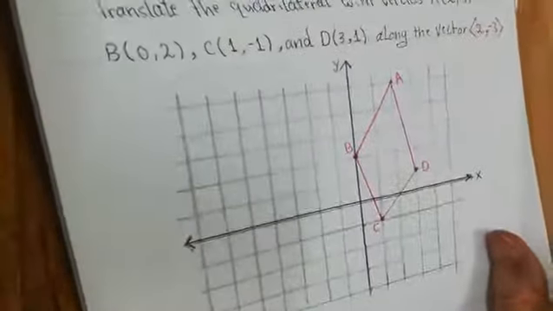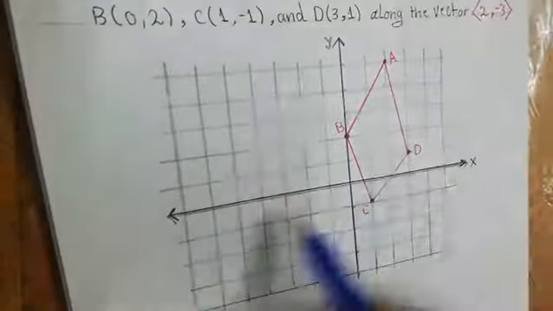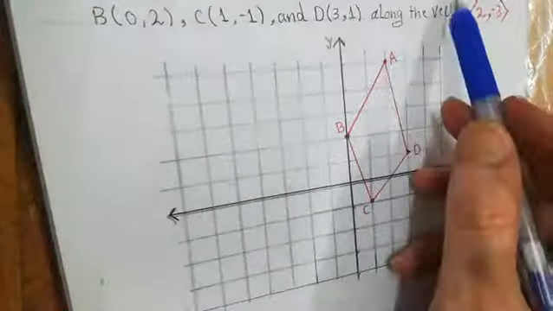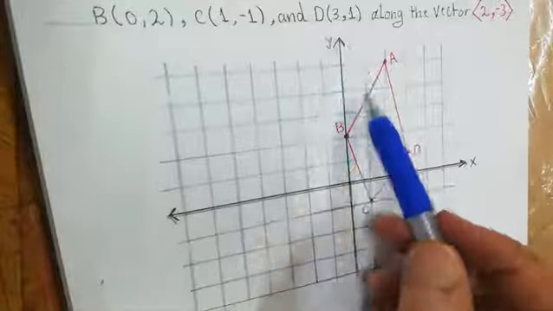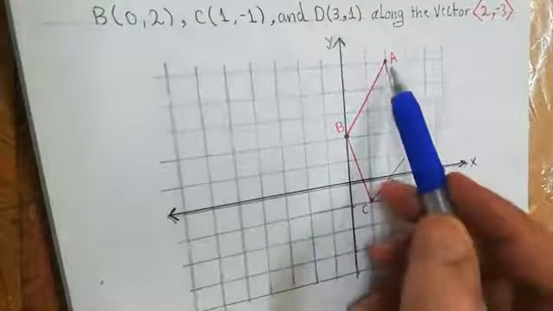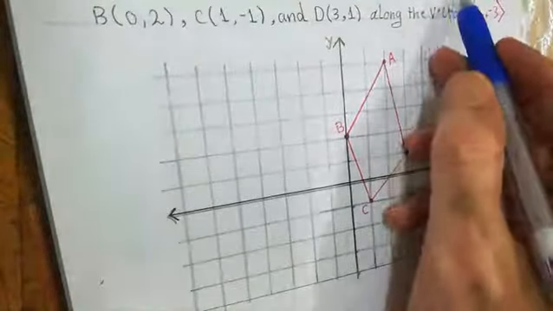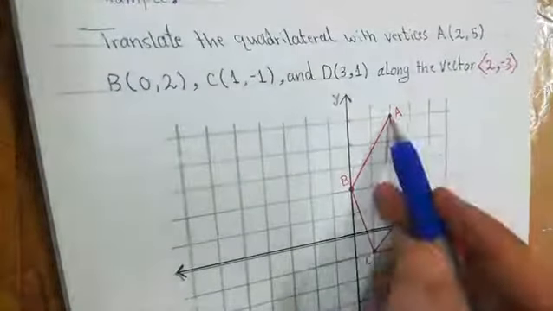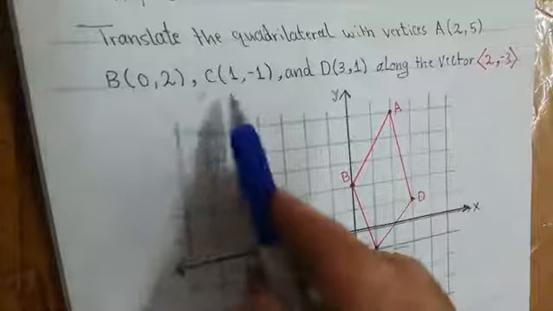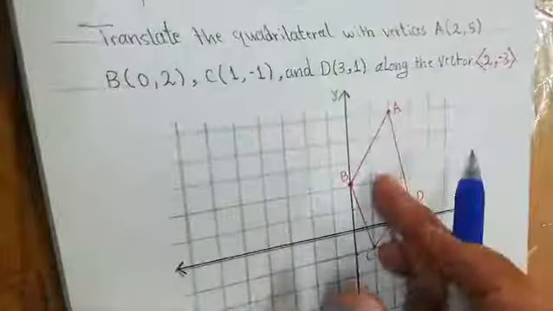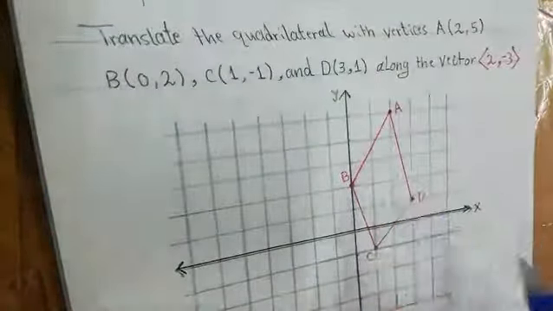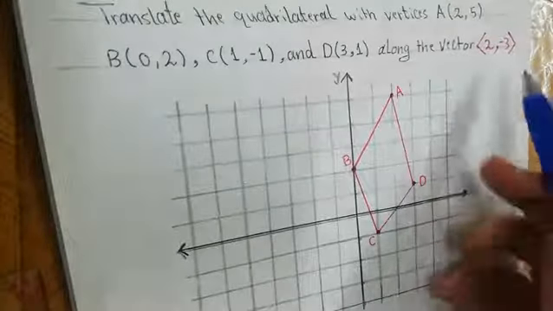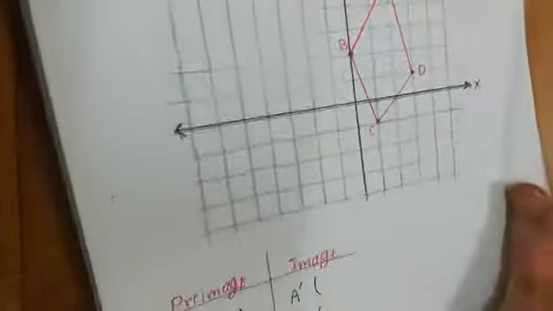Now what I did here, this is the xy plane, and I plotted all these given points, A and B and C and D. A is (2, 5) here. I plotted it here, and B and C and D. Now I will make the translation for this along the given vector, which is (2, -3).